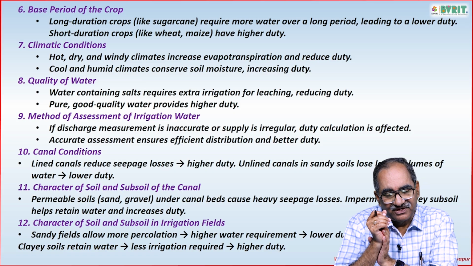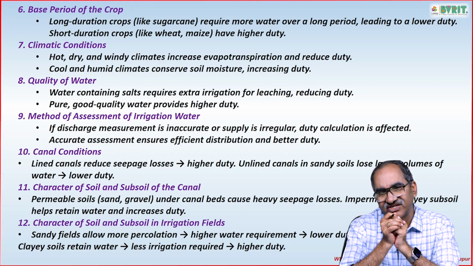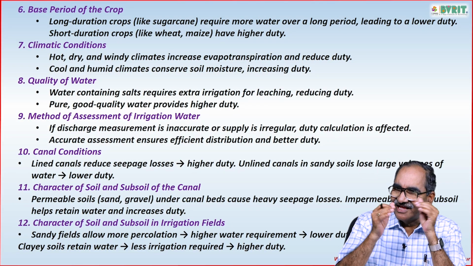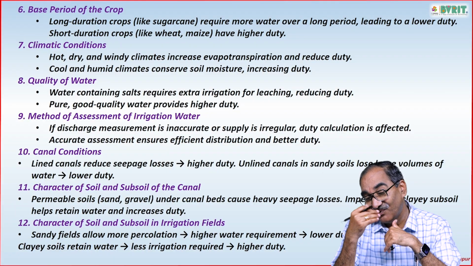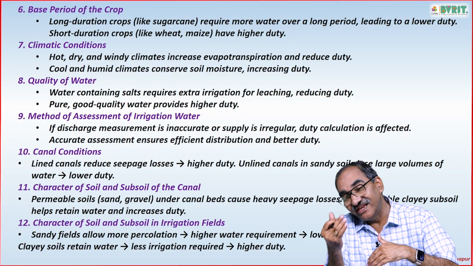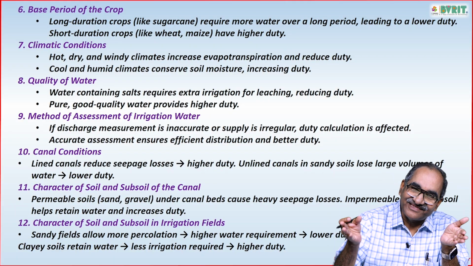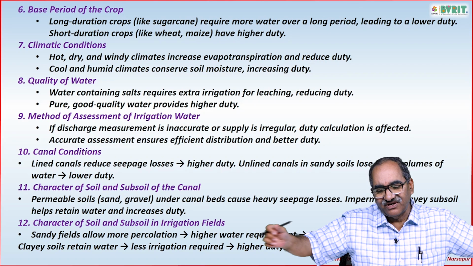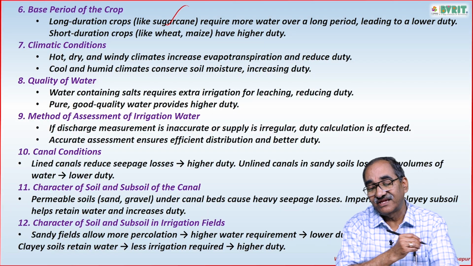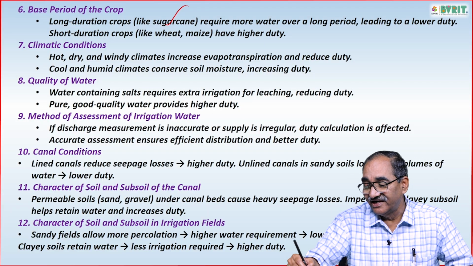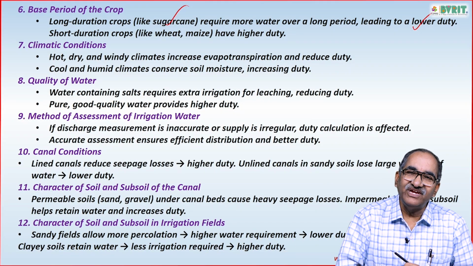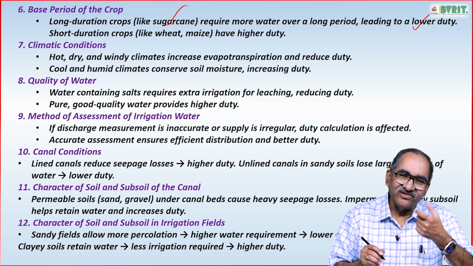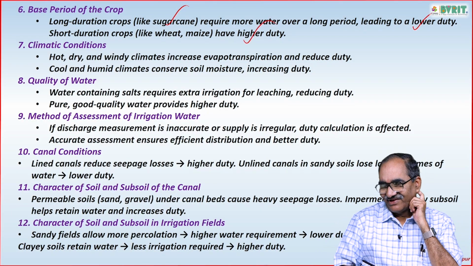Base period of the crop. The longer the crop duration, naturally the duty will be lesser. The lesser the base period, the more the duty. More duty means more area you can irrigate. Lesser duty means less area you can irrigate. With the same quantity of water, as you have to supply for a longer period, naturally sugarcane requires more and more water for a longer period, leading to lower duty. Whereas wheat or cotton require less quantity of water and they are short duration crops, so that is why they have higher duty.